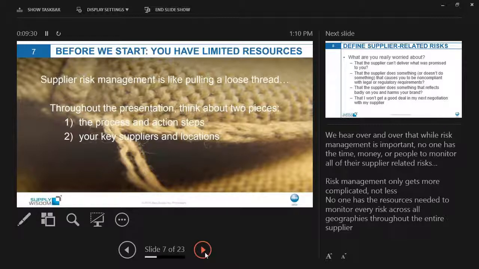So knowing that nobody has all of the resources that we need to do this the way that we'd like, as you're listening to the presentation and you're thinking about your limited resources, I want you to think about two pieces: the process itself and the action steps, right? So what are the things you actually need to do, as opposed to trying to boil the ocean? And then I want you to think about specifically your key suppliers and locations, right?